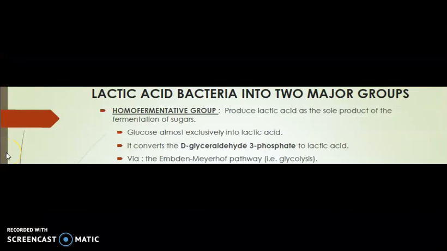The lactic acid bacteria are divided into two major groups, the homofermentative and the heterofermentative. The homofermentative group produces lactic acid as the sole product of the fermentation of sugars. Here, the glucose is catabolized into lactic acid alone. It converts D-glyceraldehyde 3-phosphate to lactic acid by the Embden-Meyerhof pathway, that is glycolysis.